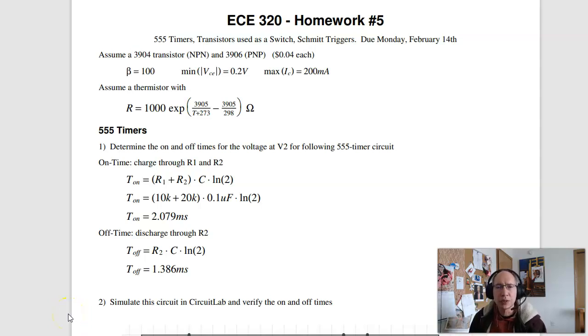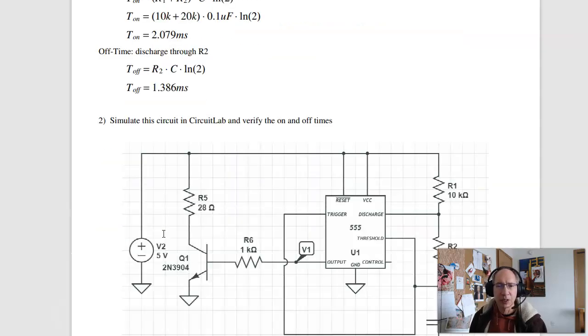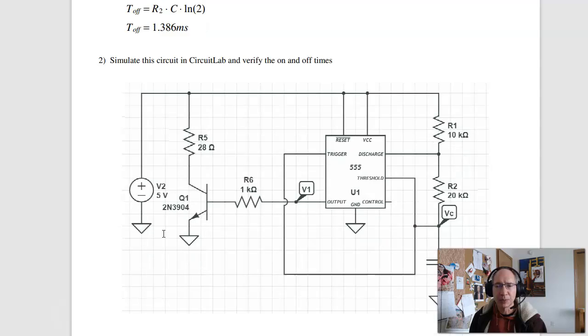Here are solutions to homework set number 5 for ECE 320. The first problem is set up a 555 timer and determine the on time, off time, and frequency for the following 555 timer circuit. Now with a 555 timer, the time is R times C times log of 2.